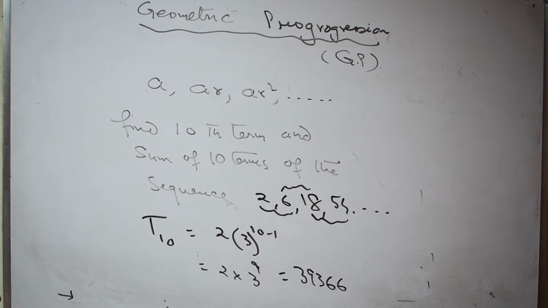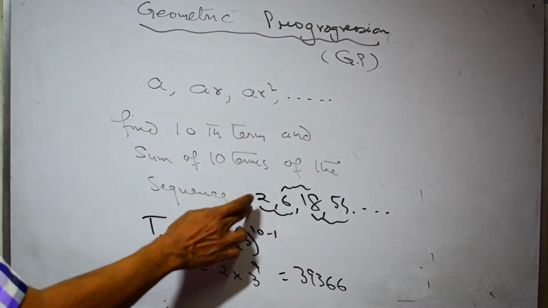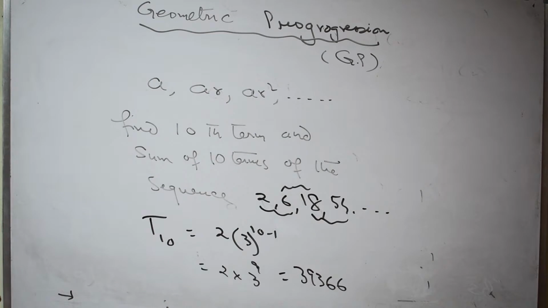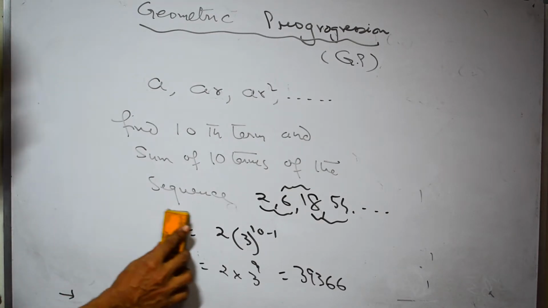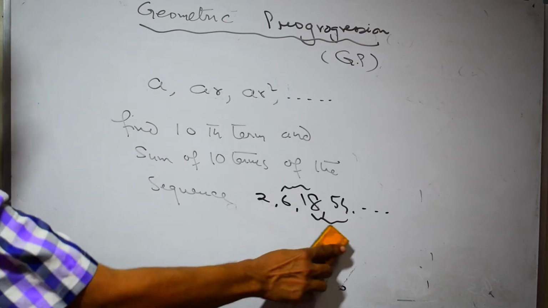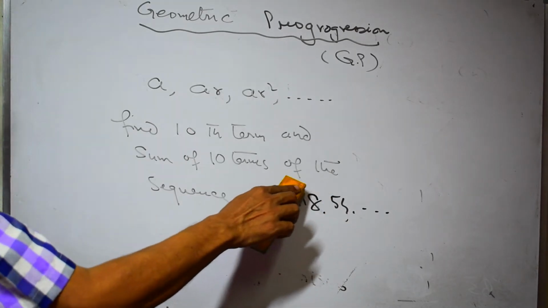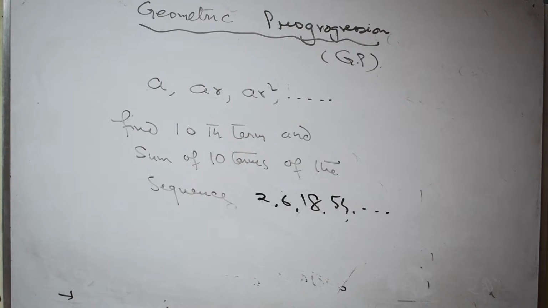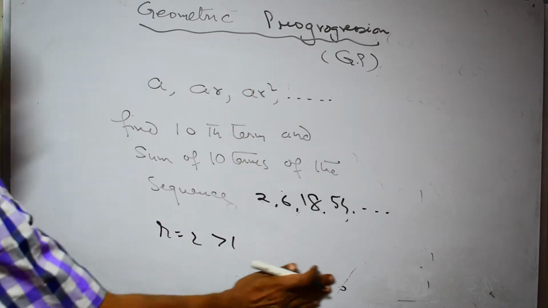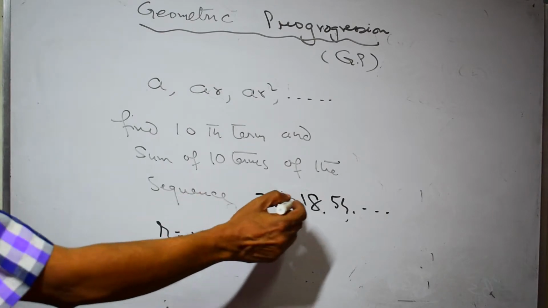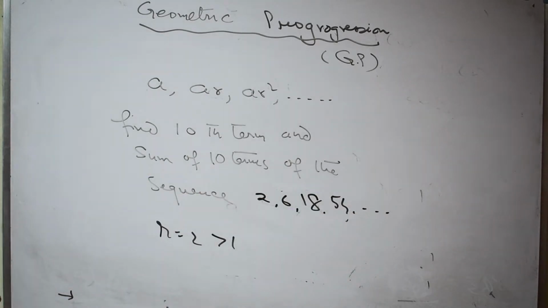39366 is the 10th term of this sequence, that is 2, 6, 18, 54. Now the second question is sum. Sum means the total of all the terms up to 10 terms. So that will be, here R is 2, that means it is greater than 1. So it is an increasing GP, which is clear in this example, 2, 6, 18.